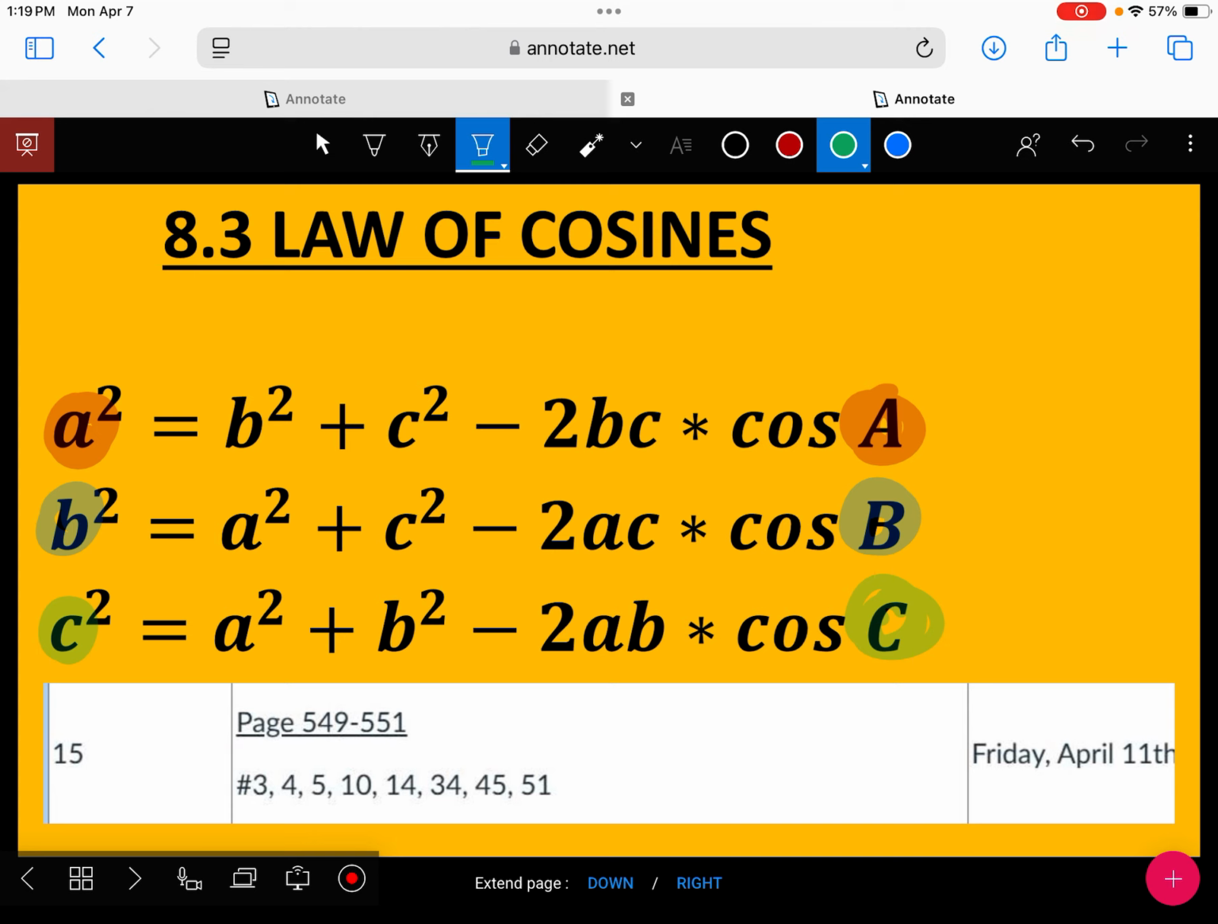Also, you don't get any formulas. Whatever you're trying to find, you're going to put that first, and that's going to equal the other 2 sides. What does this remind you of if you just look at this part? A squared equals B squared plus C squared. What does that look similar to? Pythagorean theorem. So the law of cosines starts off looking like the Pythagorean theorem. Then it's minus 2, whatever sides are here, times the cosine of A.